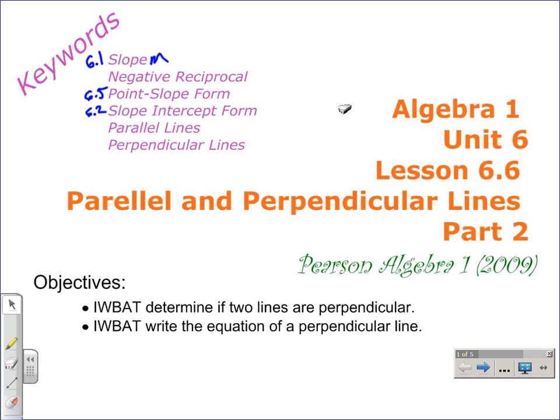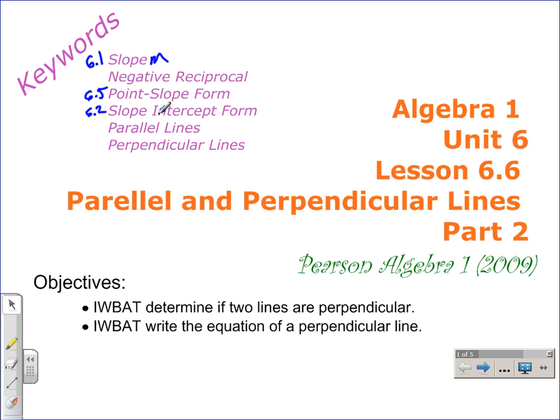Our key words, some of our old friends from previous lessons. From Lesson 6.1, we have our old friend, the slope. We do have a slope formula, but for this lesson, it's going to be important to remember that the slope is represented by the variable m. This is something new today, negative reciprocal. Lesson 6.5, point slope, is useful because if you know the point and the slope of an equation, you can write it in any other form of an equation that you want.